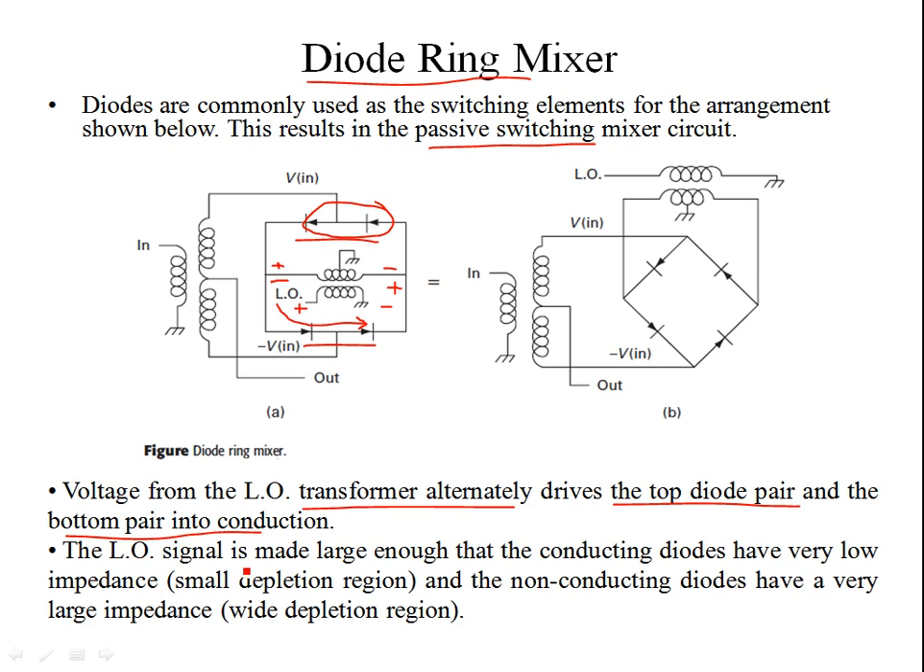So the local oscillator signal has to be made large enough so that the impedance or the resistance of the diode switches is small. I mean the local oscillator amplitude should be such that it can forward bias the PN junctions and turn the diodes on. And this conduction is being carried out at the local oscillator frequency, omega L again.